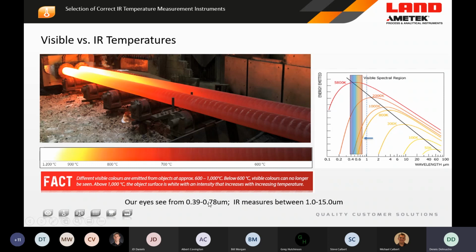Now our eyes can see in the range of about 0.39 to 0.78 microns, but despite that, we're measuring IR in the 1 micron to 15 micron region. This was just to give you an idea of the visible aspects associated with temperatures. When you start getting around 1200 C, you're in the white hot area.